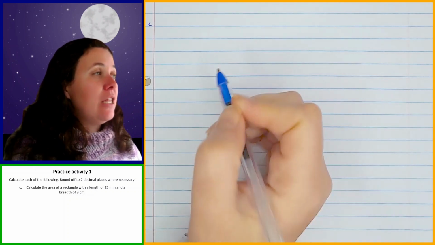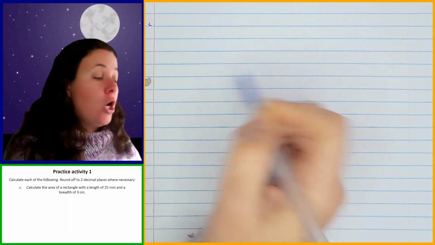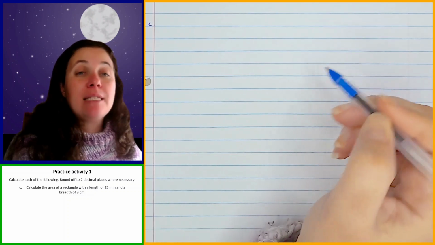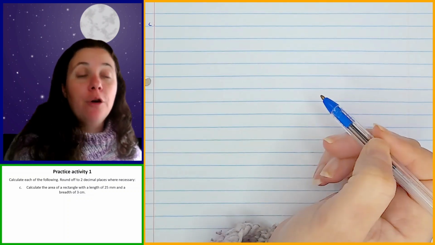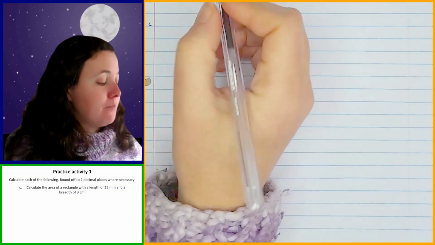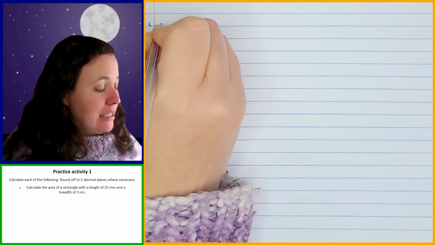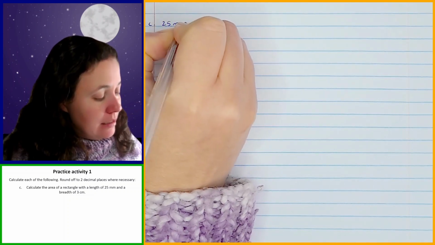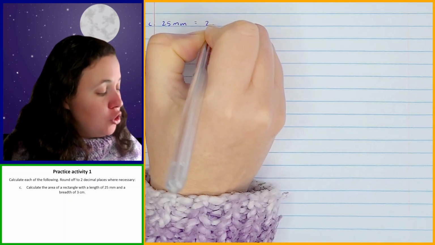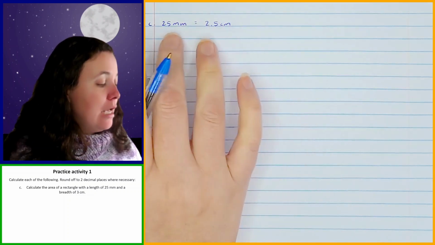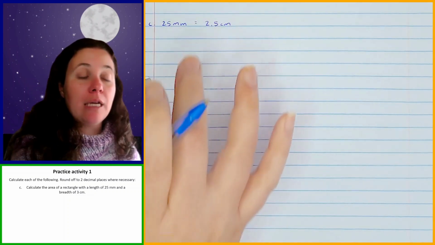Okay, so I can either convert the 25 millimeters to centimeters and work in centimeters, or I can convert the 3 centimeters to millimeters and work in millimeters. I'm going to show you both. You could have done either one. Okay, so first of all, if I'm going to convert to centimeters, then 25 millimeters, when you convert to centimeters, you're going to divide by 10. So that's going to be the same as 2.5 centimeters. So that is what you would have converted to if you were changing to centimeters and working in centimeters.